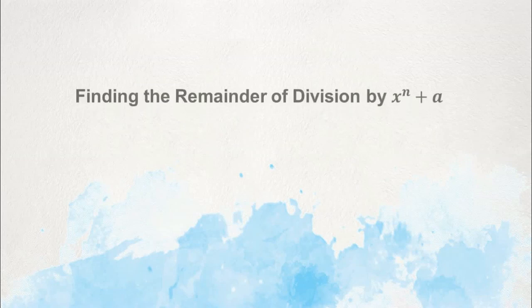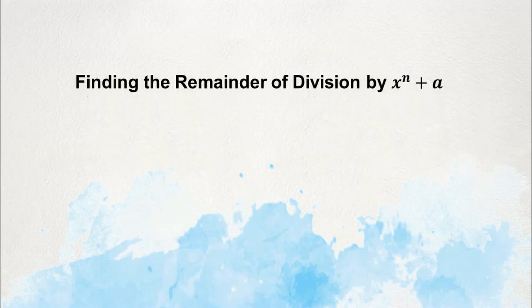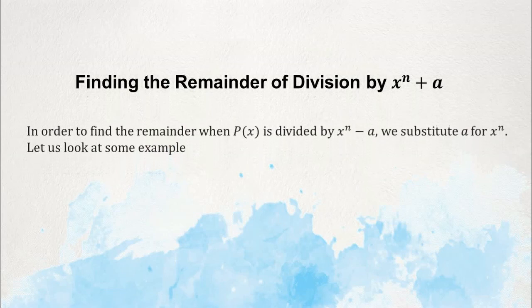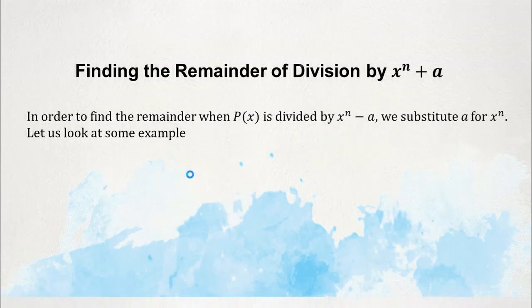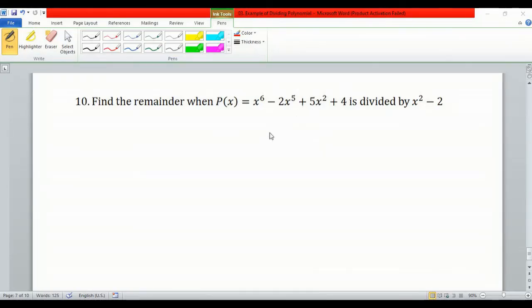Okay, this is the last part about dividing polynomials: finding the remainder of division by x^n plus or minus a. In order to find the remainder when p(x) is divided by x^n minus a, you need to substitute a for x^n. Let us look at some examples. Find the remainder when p(x) equals x^6 - 2x^5 + 5x^2 + 4 is divided by x^2 - 2.